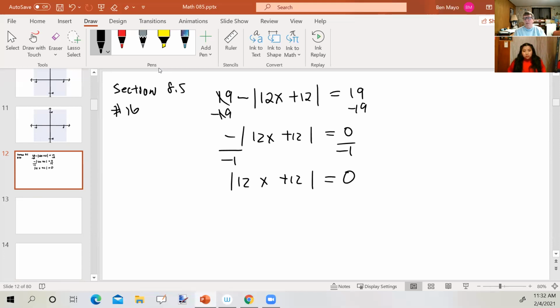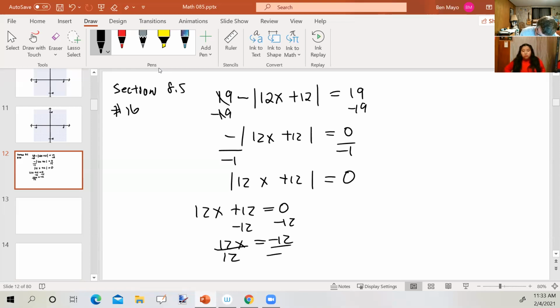As we talked about yesterday, if you have an absolute value equal to 0, there's only going to be one unique equation. So that would be 12x plus 12 equals 0, because equal to the opposite of 0 would be the same thing. Solving this equation for x, we'll subtract 12 from both sides. 12x equals negative 12. Divide both sides by 12, and we get x equals negative 1.